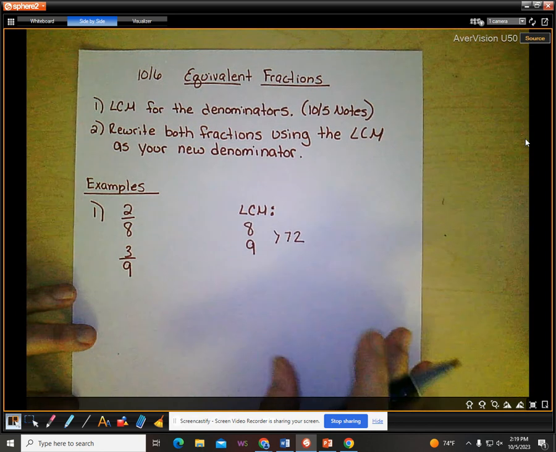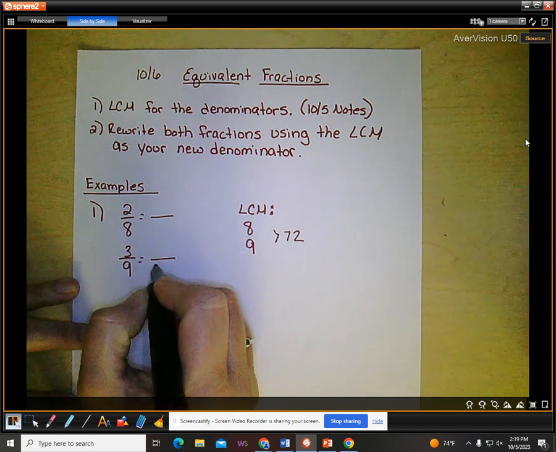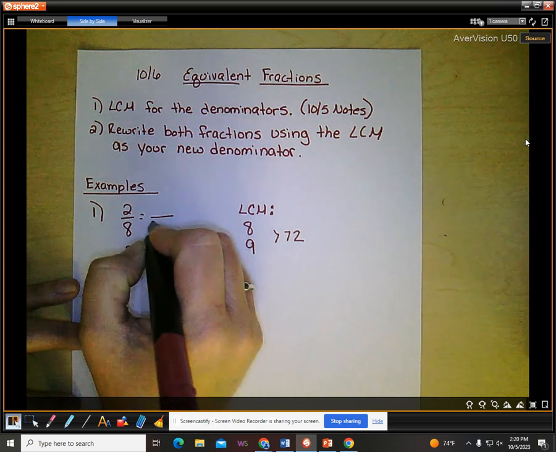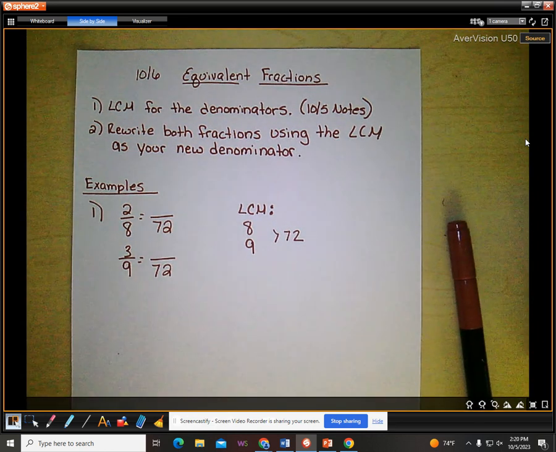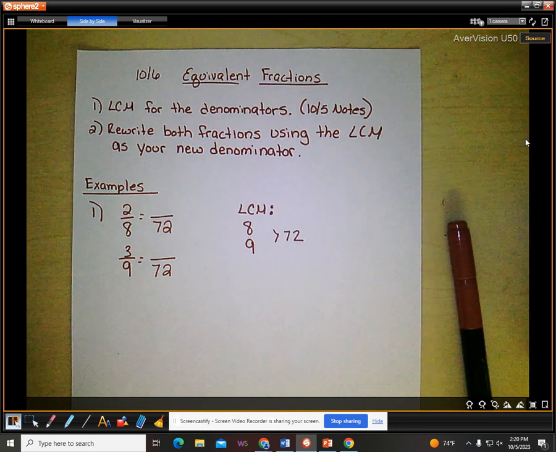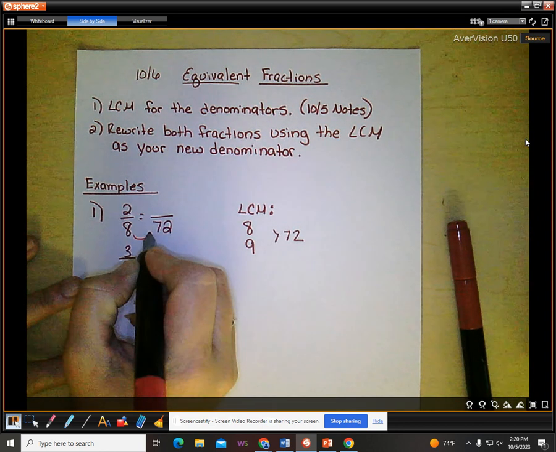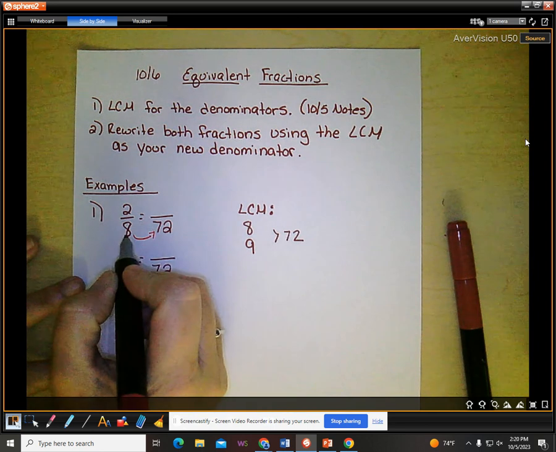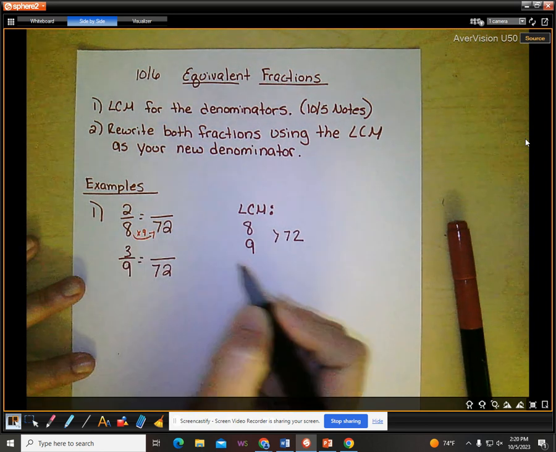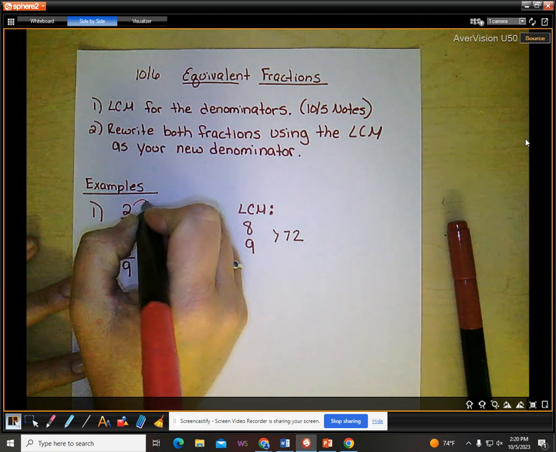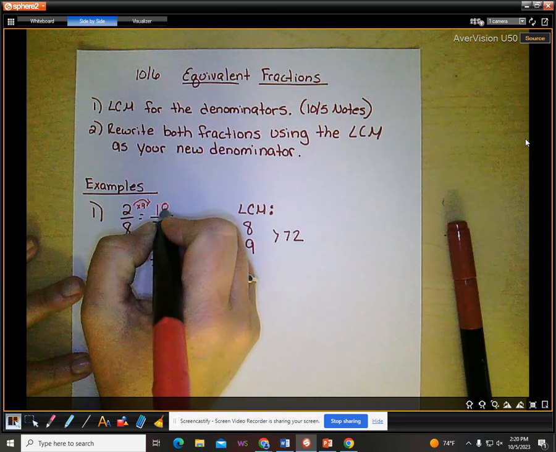Then that least common multiple becomes your new denominator. Then to write equivalent fractions, this is just like equivalent ratios. What do you do to 8 to turn it into 72? Well, you multiply by 9. So to get your new numerator, you are going to multiply by 9. So it'd be 18 out of 72.